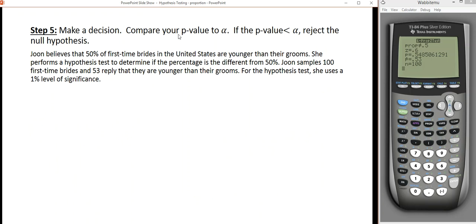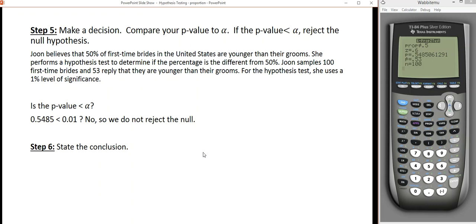Okay, so last little thing, we have to make a decision. So we're going to compare our p-value to alpha, and we always ask the same question. Is the p-value less than alpha? If so, we reject the null. So here we go. Is the p-value less than alpha? So we've got our p-value over here on our calculator, and our alpha was 0.01 from this 1% level of significance. This is not true, so no, we do not reject the null.